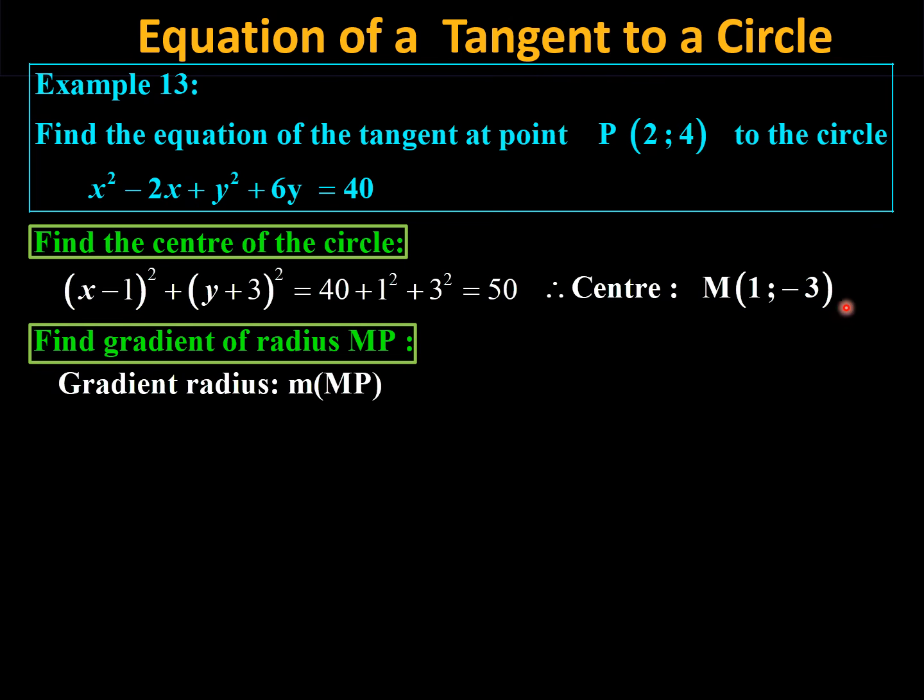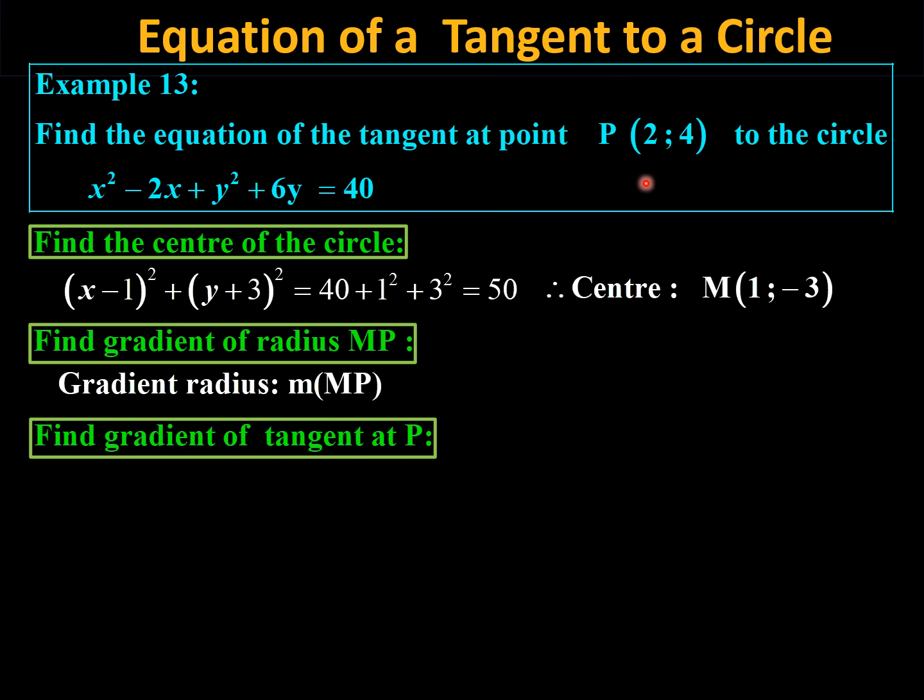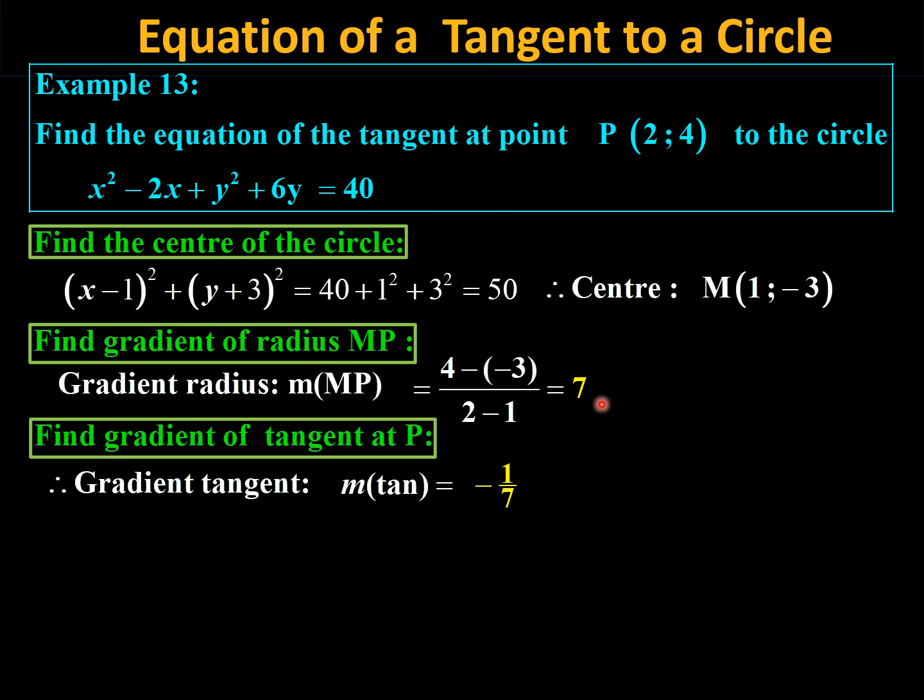So the gradient of the radius, so it's from the center. I've used the center point and the point (2, 4). Then we'll have to find the gradient of the tangent at P. First of all, the gradient of the radius. There it is. I use 4 subtract negative 3, and then 2 subtract 1. And that gives me a 7. So the gradient of the tangent now, if this is 7, the other one will be negative. And the reciprocal of 7 is 1/7. Remember, they're totally different. That's positive, that's negative, that's 7, and that's the reciprocal.